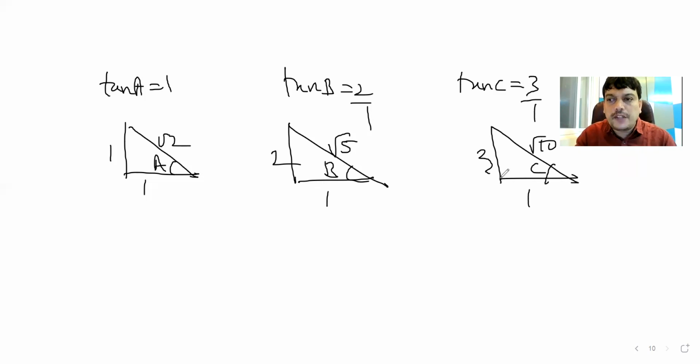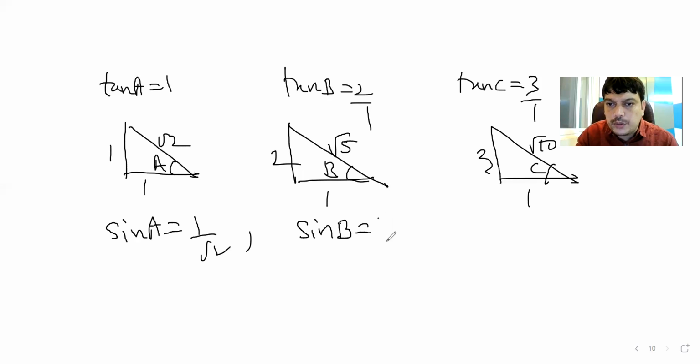So clearly you can see after you make a triangle with the help of this, from the first triangle, the value of sine A is opposite by hypotenuse, 1 by root 2. Of course, you know A is 45 degrees here, but we need not know A, we want sine A. And here sine B is opposite by hypotenuse, that is 2 by root 5. And the third one, what is sine C? Sine C is opposite by hypotenuse, 3 by root 10.